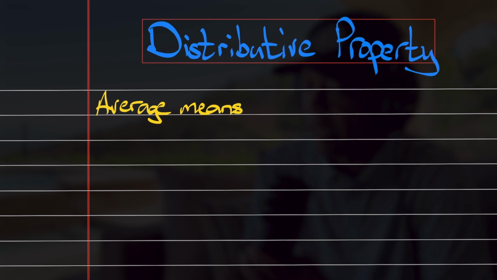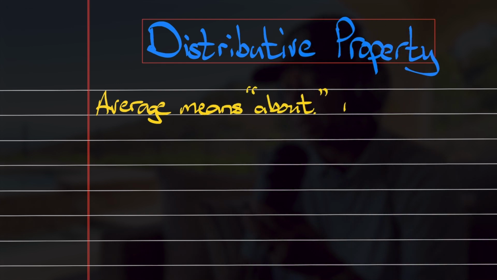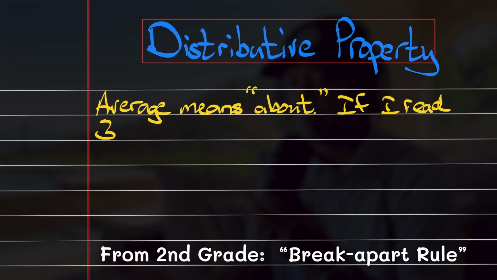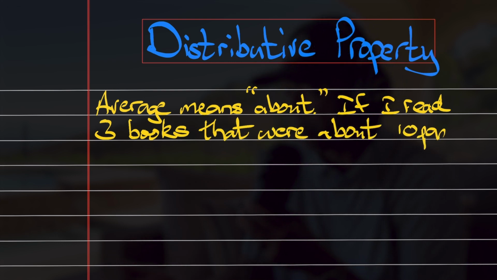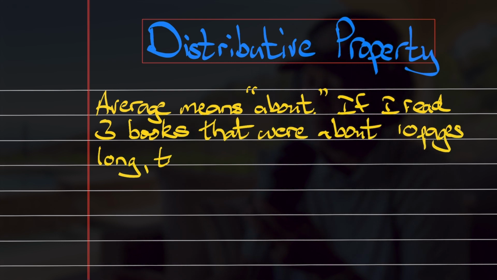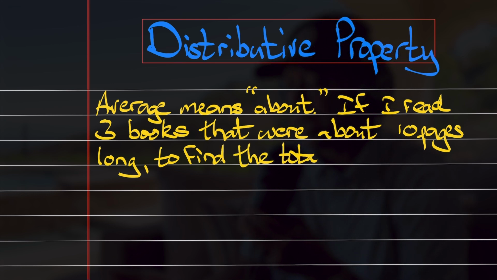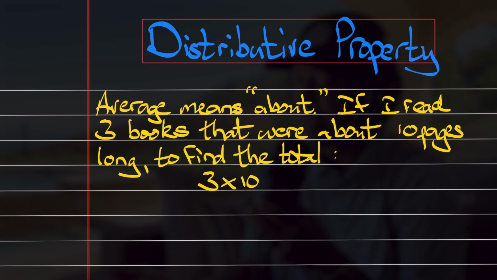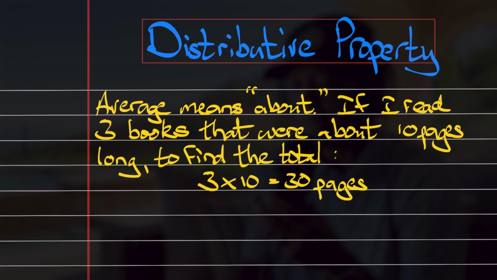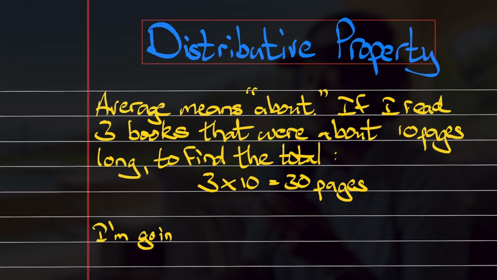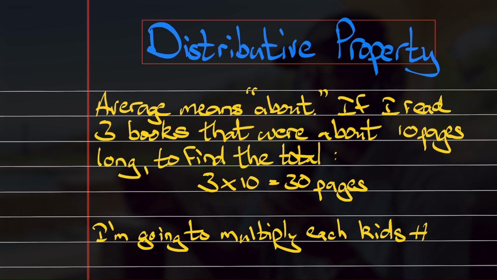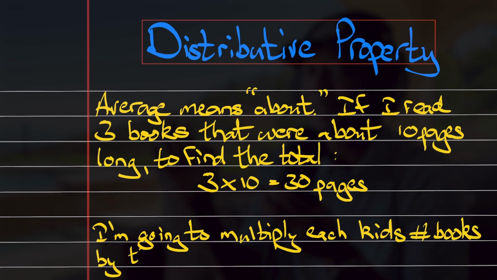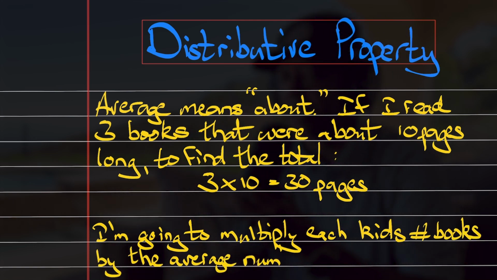In order to do that, I'm going to use the distributive property, which we also know as the break-apart rule. And average means about. If I read 3 books that were about 10 pages long, in order to find out how many pages altogether, I would multiply 3 by 10 to get 30 pages. Multiply the number of books by the average number of pages to get the total number of pages. I hope that makes sense.